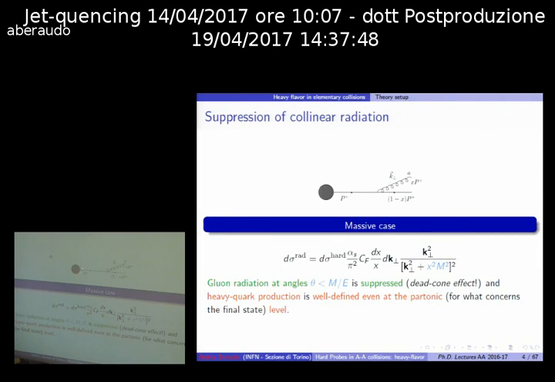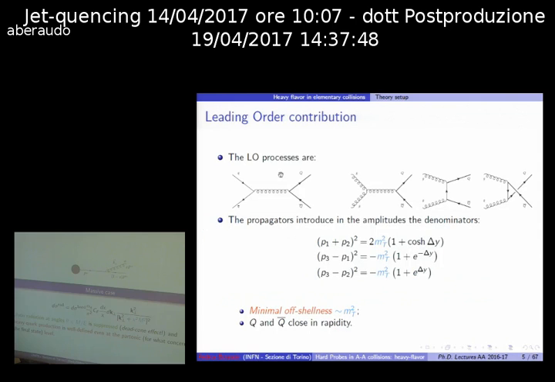Well, if you do the same in the case of a massive quark, the fact that the quark is massive introduces a modification in the formula that we saw before, and you see that the presence of this mass in the propagator suppresses the radiation of gluons at small angles, so that already at the partonic level, at the level of quarks, heavy flavor production is well defined. So you can then calculate the production cross-section in elementary pQCD processes in terms of Feynman diagrams. At the tree level, you have just these diagrams, and you see that in these propagators, the mass of the heavy quark introduces a minimal offshellness.